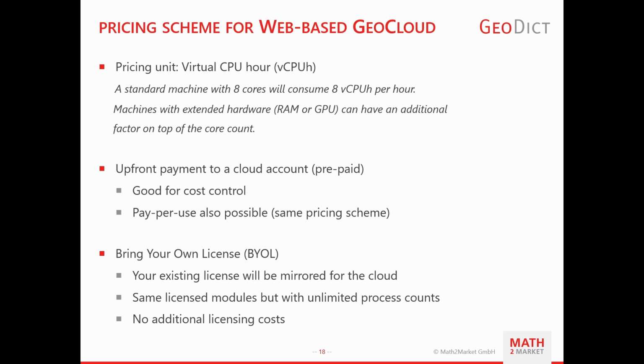Licensing is based on bring your own license, which means that your existing Geodict license will be mirrored for the cloud, which means you get a cloud exclusive license which has the same modules that you have already licensed but with unlimited process counts, and beyond that there are no additional licensing costs.